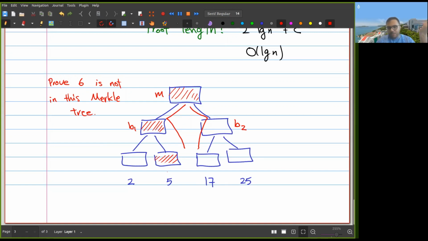Because if 6 were there, it had to be between 5 and 17, but 5 is in the second leaf and 17 is in the third leaf, so there can be nothing in between them. That's the idea. That's how you prove that something is not in a Merkle tree. And this is also going to take a proof of length log n, but of course the constant factor is larger. It's like 4 log n instead of 2 log n, because you have to prove 2 paths in the tree.